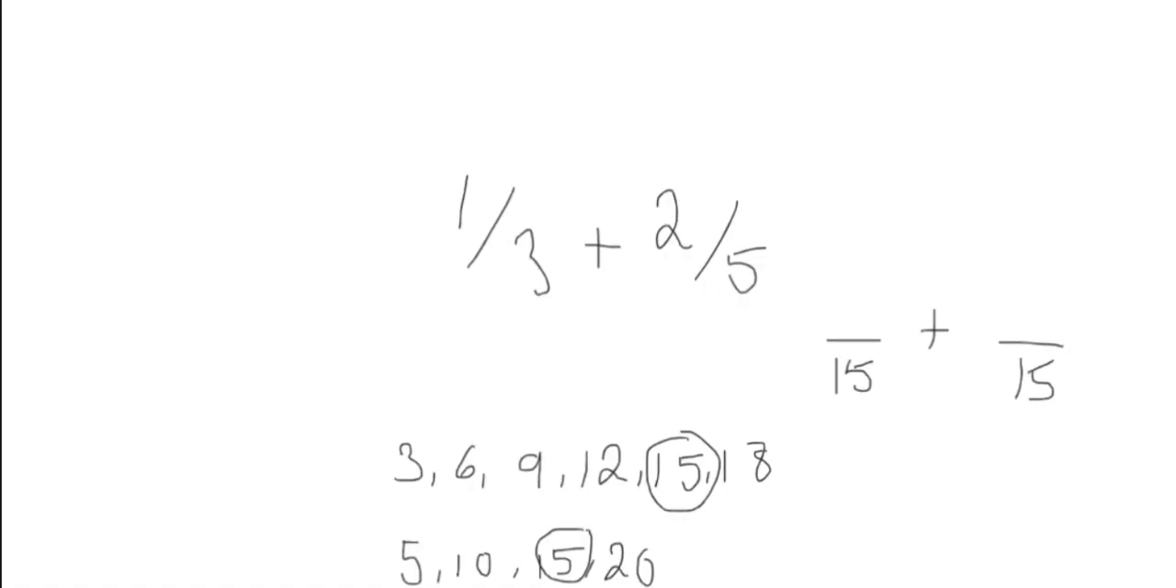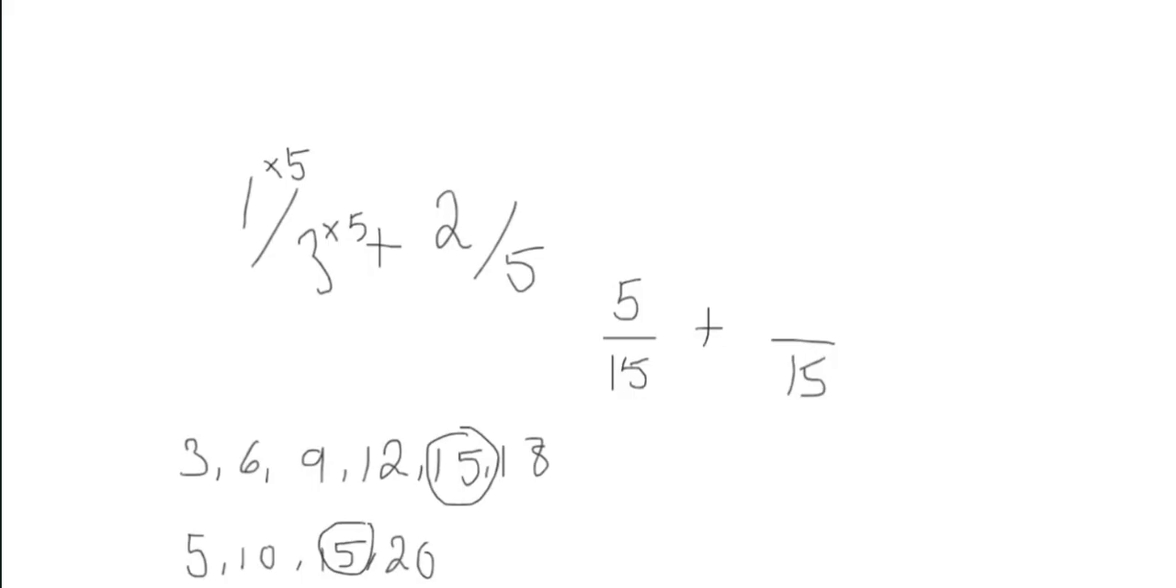So then what we need to do is think, what do we multiply by 3 to get to 15? And that would be 5. So you multiply by 5 top and bottom. So 1 multiplied by 5 is 5. 3 multiplied by 5 is 15. So then we get 5 over 15. Does that make sense so far?